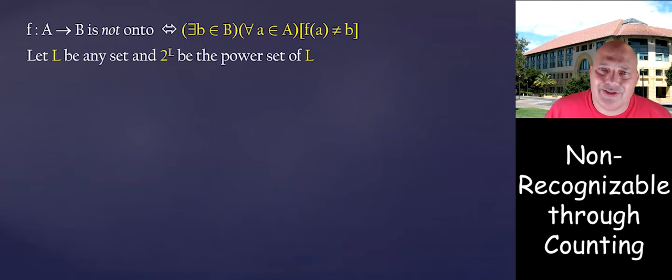So what is this idea of onto? F from A to B is not onto if there exists some b in B, such that for every a in A, the mapping F applied to a doesn't give you b. So there is a b that nothing mapped to it. No a is mapped to it.